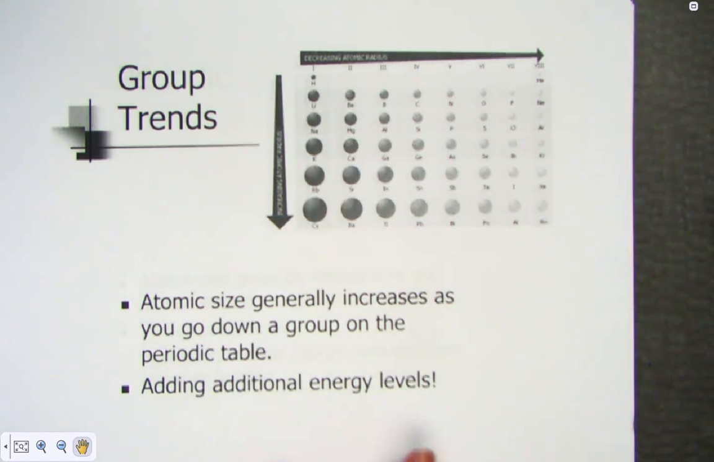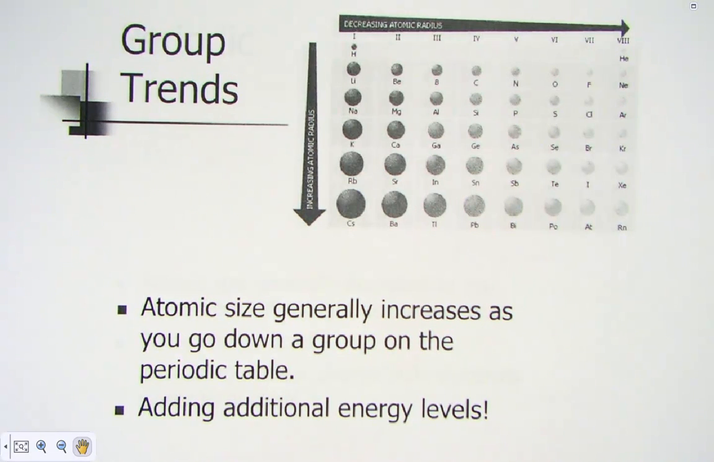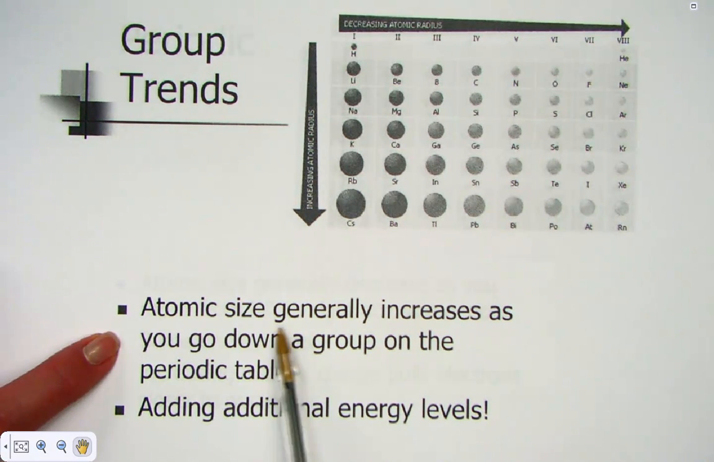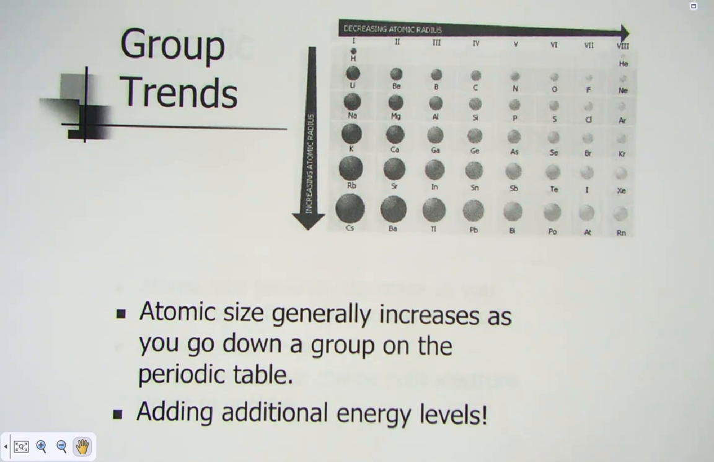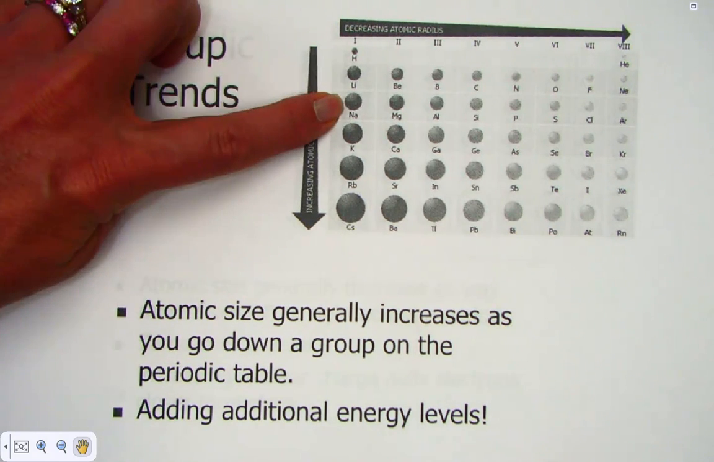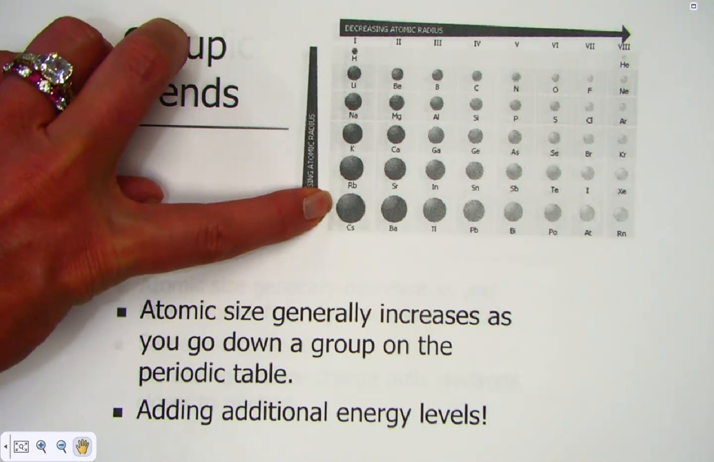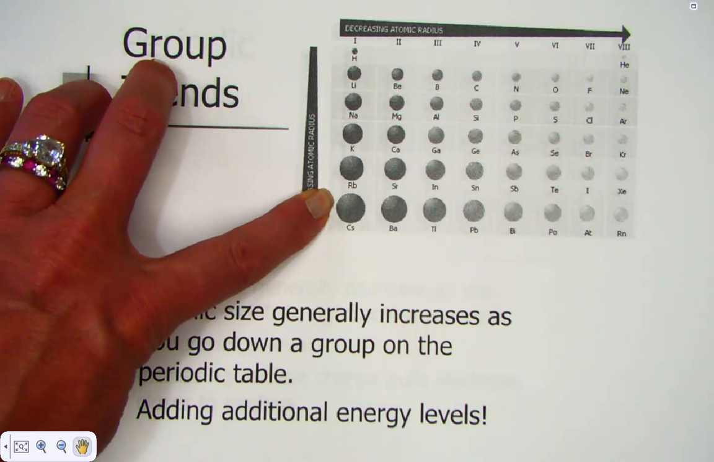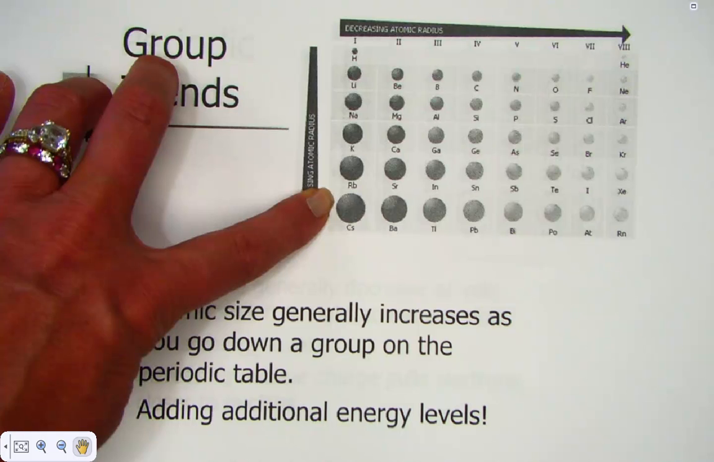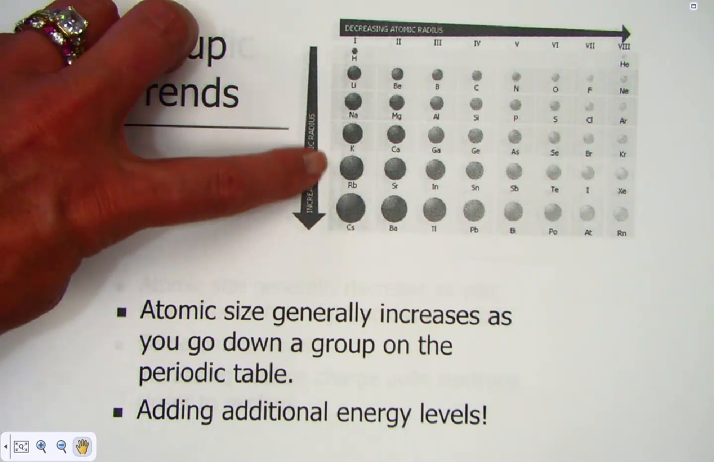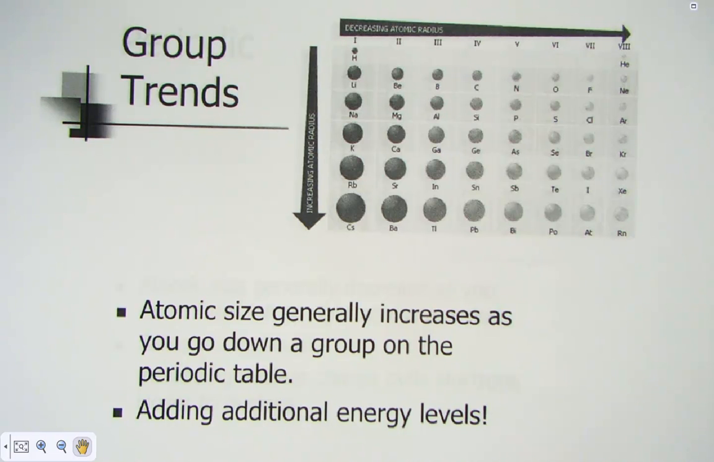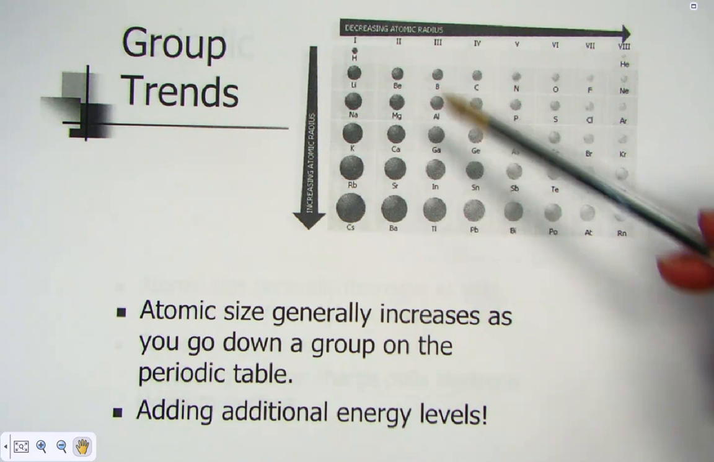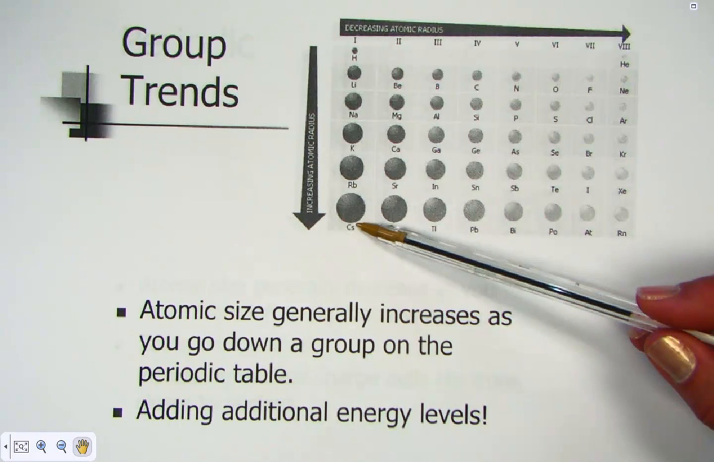Well, I agree. The atoms are getting larger as you go down the same column. Atomic size generally increases as you go down a group on the periodic table. Think about why. Each time we're moving down a column on the periodic table, we're adding energy levels, additional principal energy levels, another ring around the nucleus filled with electrons. Each time we add an additional energy level, we've created a larger atom. Atoms get bigger as you go down a column.